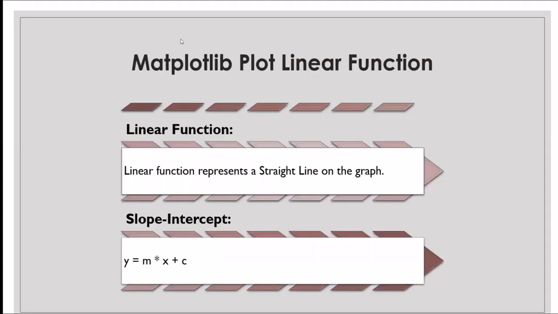So let's start with the topic, that is Matplotlib plot linear function. Firstly, we will discuss linear function. A linear function represents a straight line on the graph. You can use the slope intercept form of the line, that is y equals m times x plus c. Here x and y are the x-axis and the y-axis, and m is the slope of a line and c is the y-intercept of the line. So let's see an example.